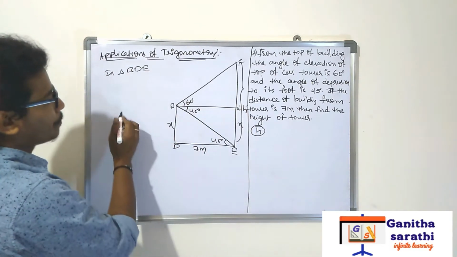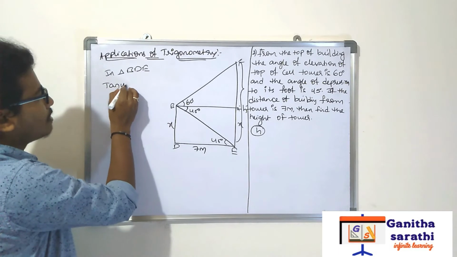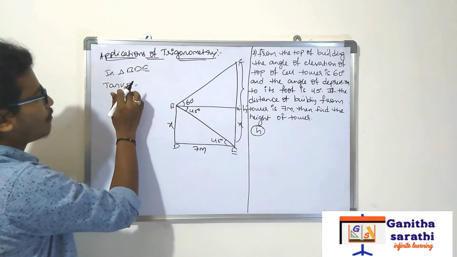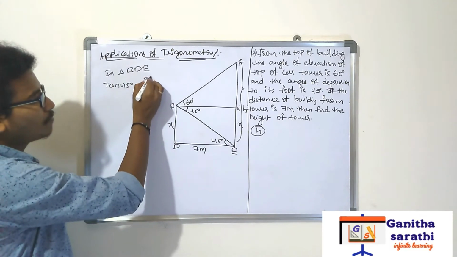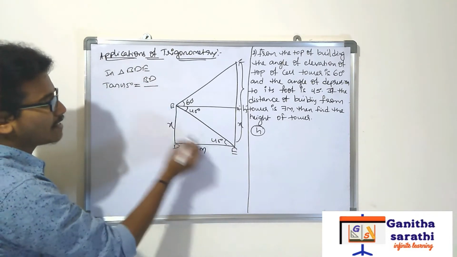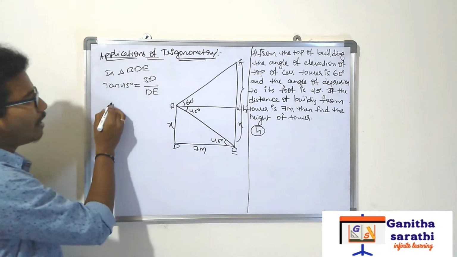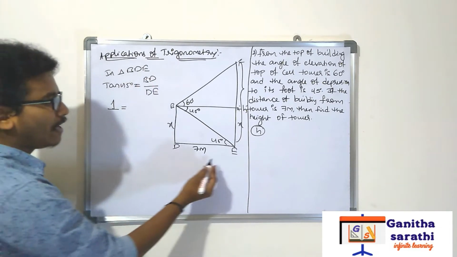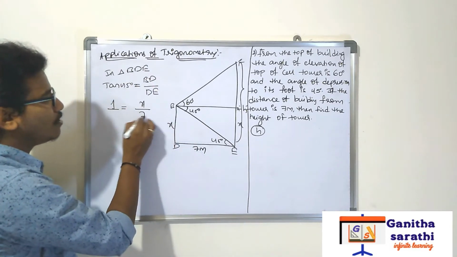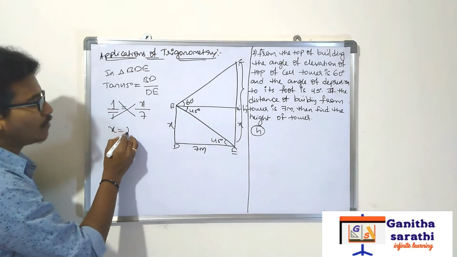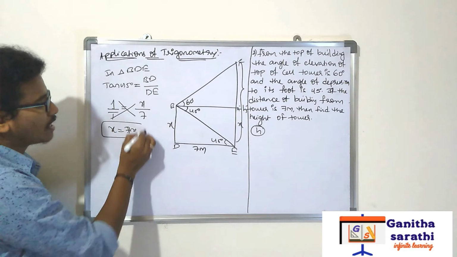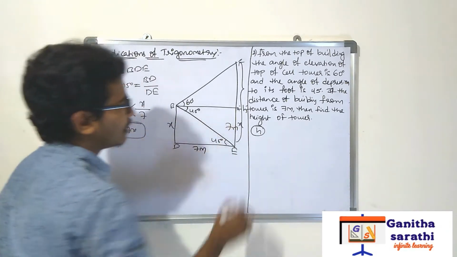Now tan 45. What is the opposite side? Tan 45 is equal to the opposite side BD by the adjacent side DE. Tan 45 value is 1. BD value is x, by DE value is 7. Do cross multiplication. So x into 1 is x, 7 into 1 is 7. So the value of x is 7 meters.